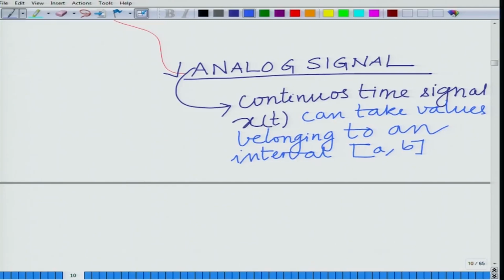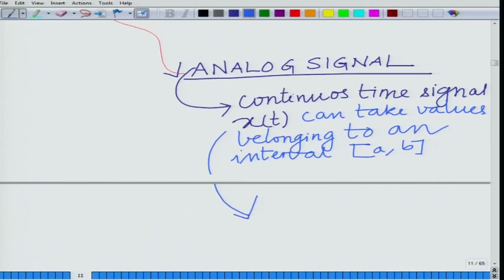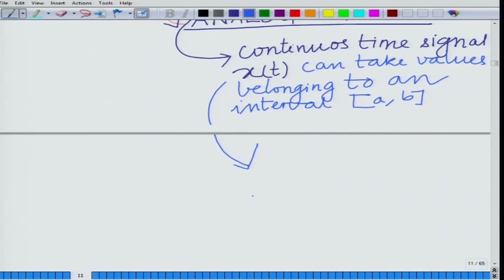For instance, we have several examples of analog signals. A classic example is again sin(2 pi fc t), correct? For instance, we can have sin(2 pi f t), which is a sinusoidal signal, which is, needless to say, an analog signal, and it takes all values that belong to the interval minus 1 to 1. Okay, so it can take all values belonging to the interval minus 1 to 1.